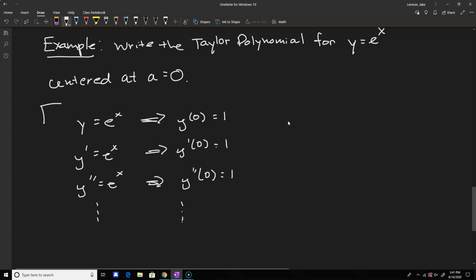So we can write the Taylor polynomial pretty quickly. So Pn of x here is just going to be 1 plus x plus x squared over 2 factorial plus x cubed over 3 factorial, and your general term is just going to be x to the n over n factorial. So that would be your Taylor polynomial for e to the x. Very regular indeed. So that's pretty straightforward.